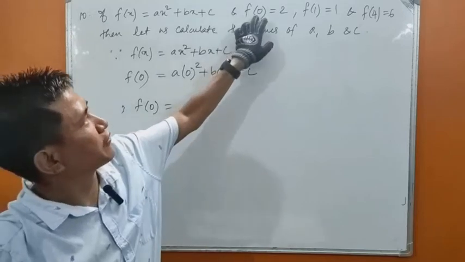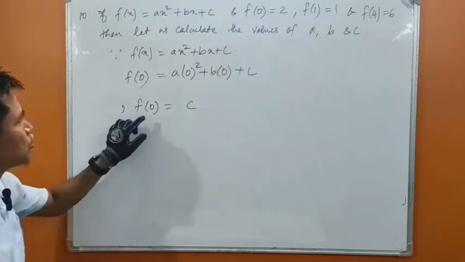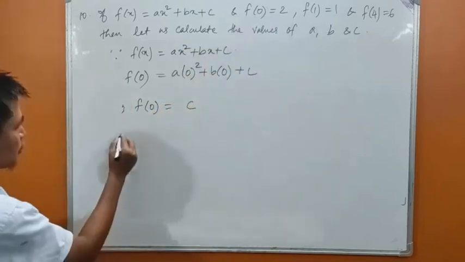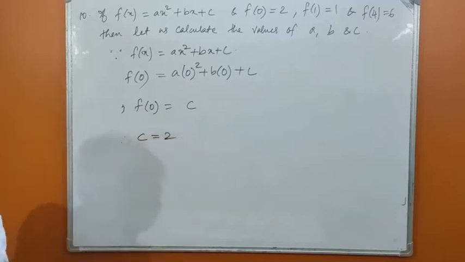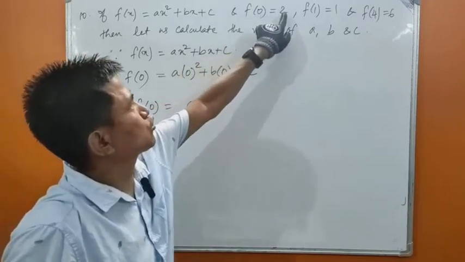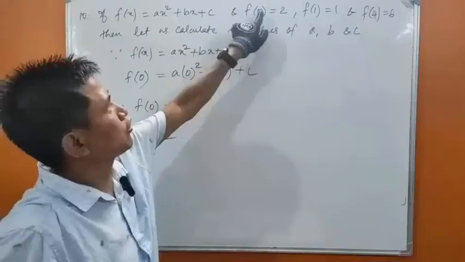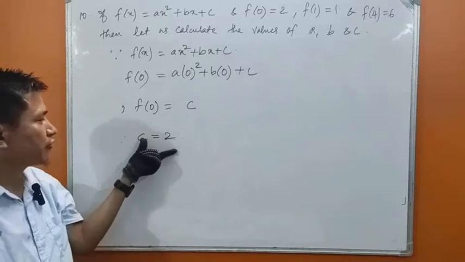But we are provided with the value of f(0), that is 2. The value of f(0) is 2. So f(0) is c and f(0) is 2 according to the question. Therefore, c equals 2. Isn't it? f(0) means 2. But we have found that f(0) equals c. So c must be equal to 2. So the value of c is 2.